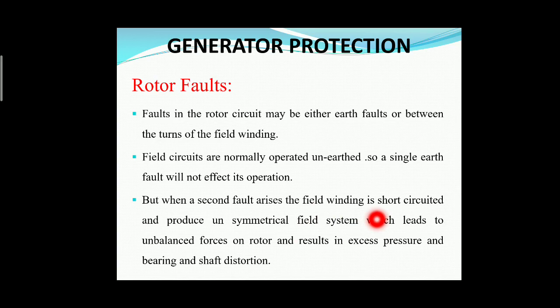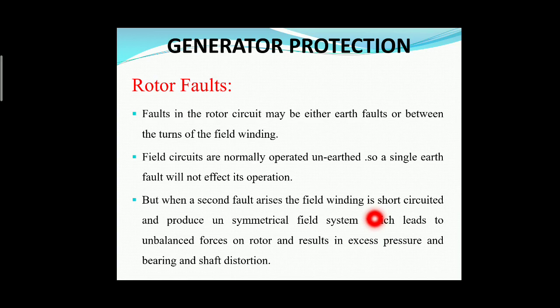The protection schemes for the rotor are the rotor earth fault protection, the loss of excitation protection, and protection against rotor overheating because of over excitation. Because of the over excitation, the rotor is overheated, and in that situation also we give the protection.